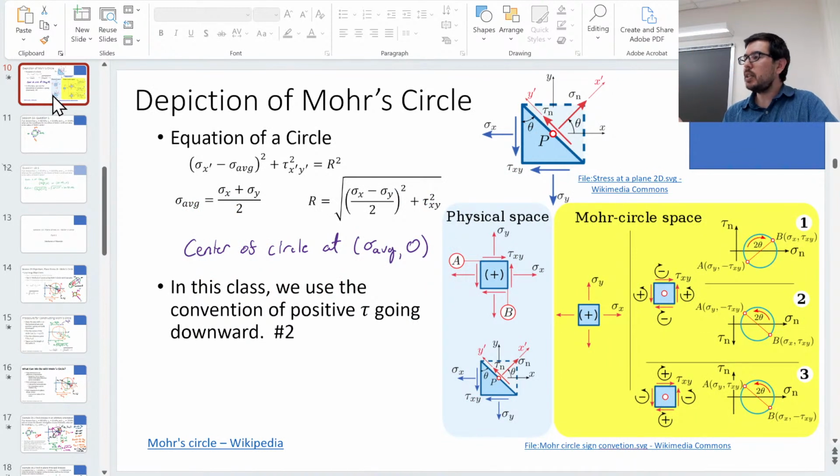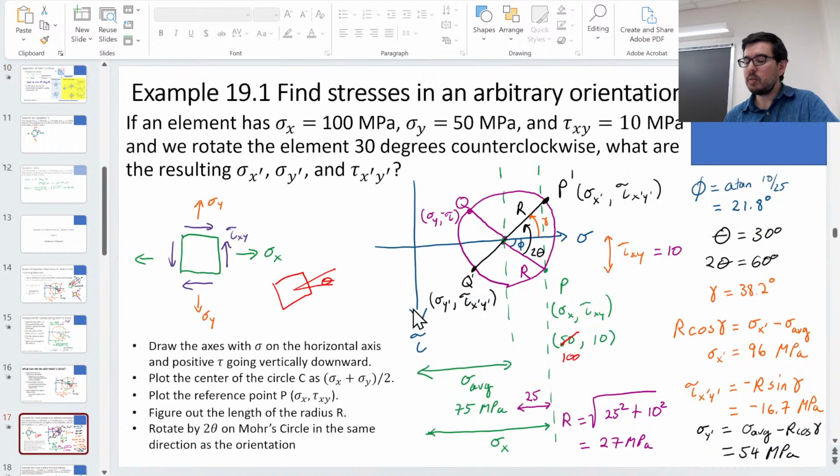There are different conventions that people use for Mohr circle, and I talked about that a little bit in the video. The convention that we are using is that tau is positive when it goes downward, like you see here.